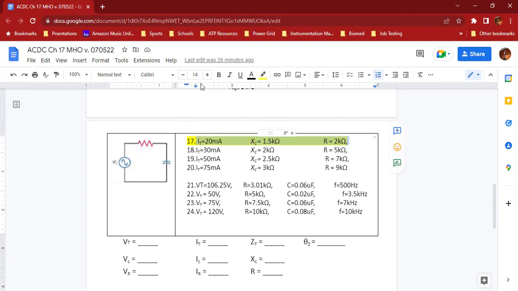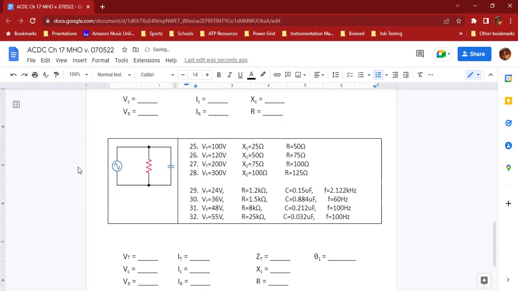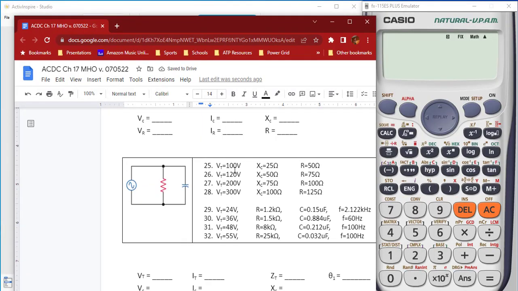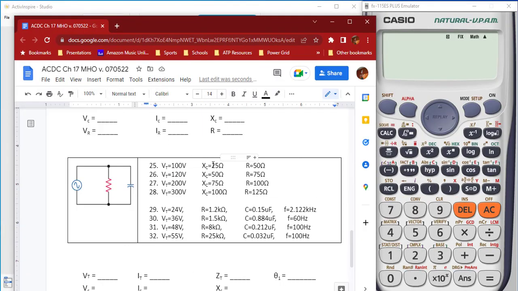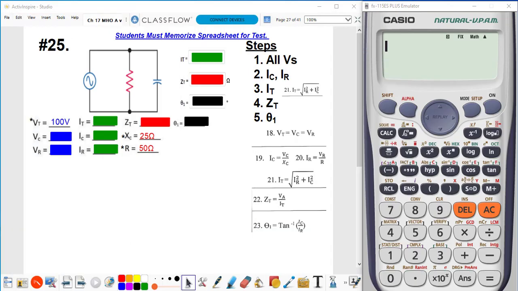Let's unhighlight those because those are not the ones we're using now. And we're doing problem number 25, so you see the values here. And I have already clipped from the Chapter 17 formula handout the formulas that we will be needing to make these calculations.